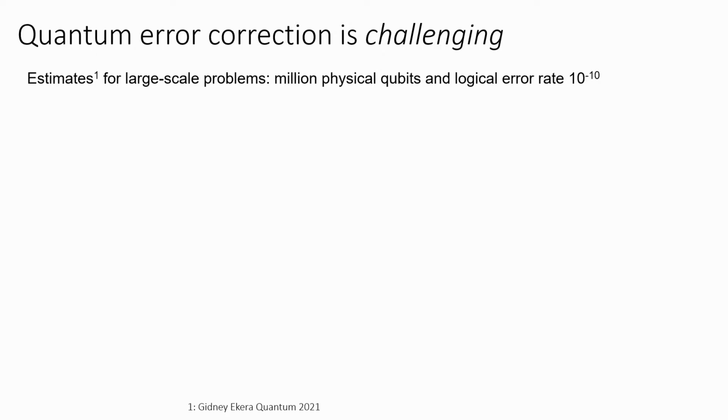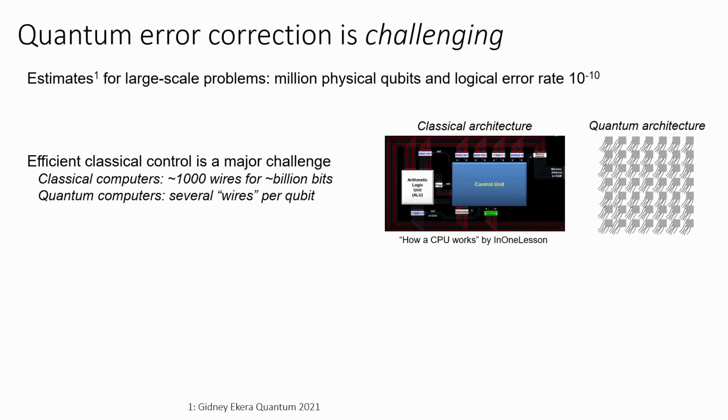That said, error correction is extremely challenging. So when we think about the estimates that we require to get to large-scale problems, we often have numbers like, for example, in what Craig just described in his talk, at the scale of millions of physical qubits to allow us to get to thousands of logical qubits with error rates at the scale of 10 to the minus 10 and below. And that is a lot of qubits, and it's so far in the field been greatly compounded by the challenge of doing efficient classical control.